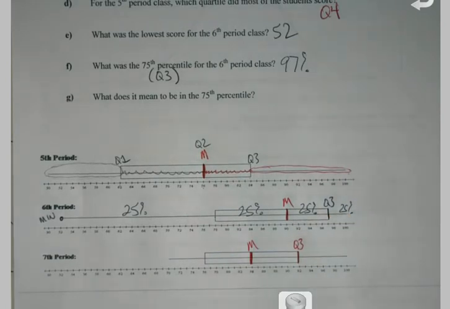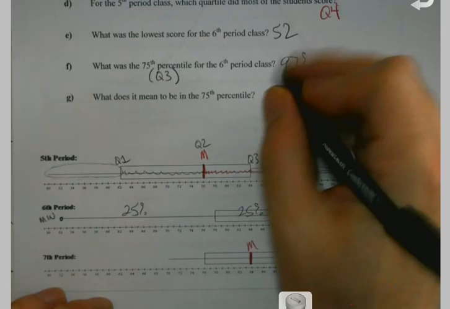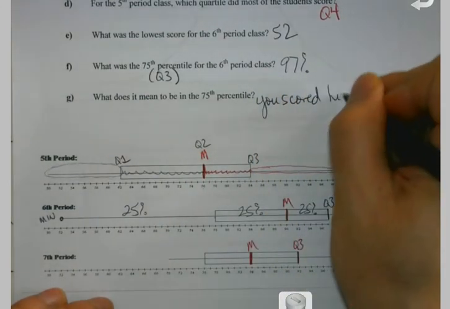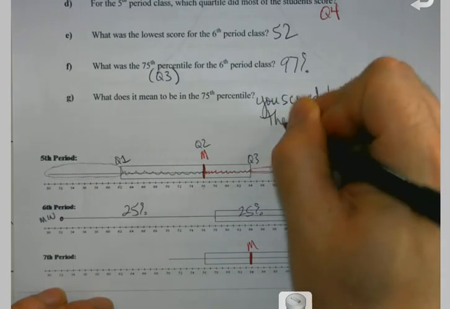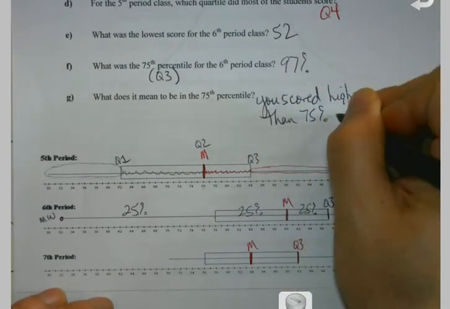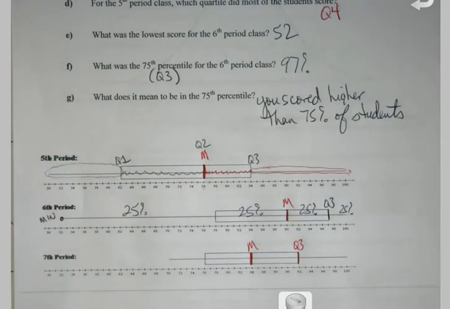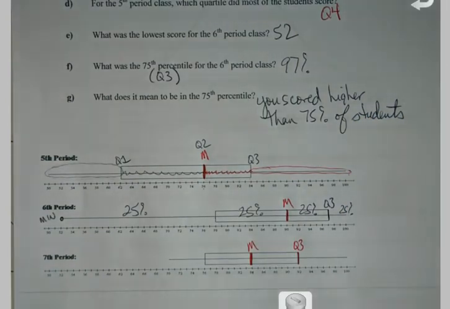So to be in the 75th percentile, and you'll see this when you get test scores back in the mail, it'll be like, you scored in the 91st percentile. What that means is that you scored higher, in this case at least, than 75% of the students. All of that data that's behind you are people that scored less than you did. So if you're in the 75th percentile, you did better than 3/4 of your classmates. That's not a terrible deal.